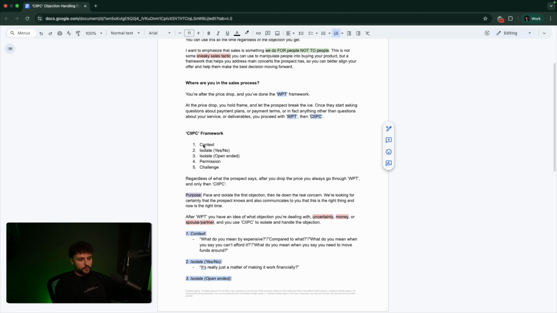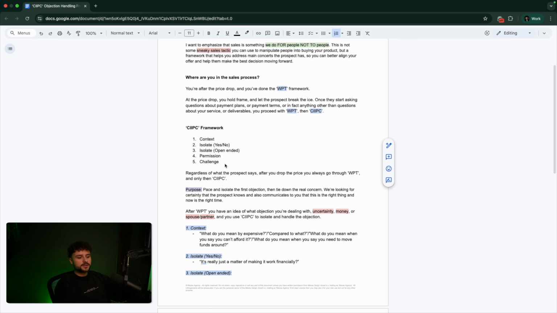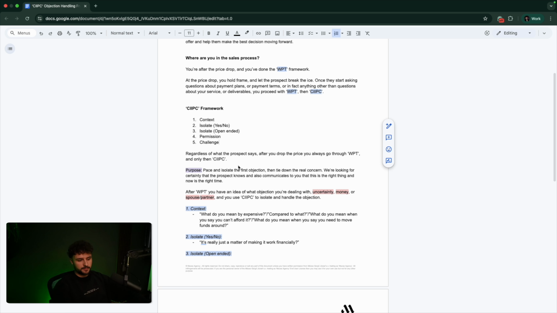So here's the framework. First, we get context, and I'm also going to give you examples. First, we get context. Then we have an isolation question with yes or no answers. And then we have an isolate question with open-ended answers. And then we ask for permission, and then we challenge the actual thinking of the prospect. So here's how it would play out in real life. I'm going to give you examples in a minute.